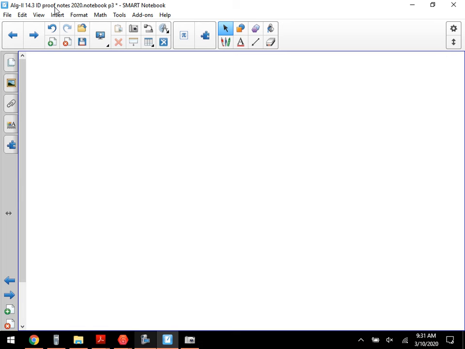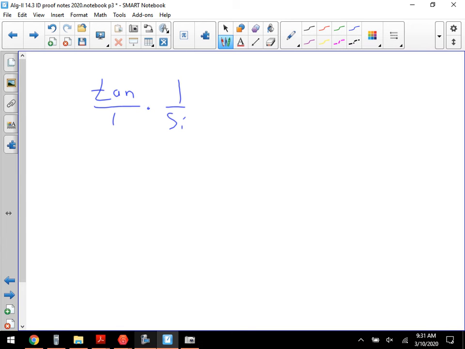As you get to 3, I think we did this example in class, when you have tangent over sine, split them apart as 2 separate fractions. You have tangent over 1 times 1 over sine. And then you know you can rewrite tangent as sine over cosine. And then you have your sines drop. You have 1 over cosine, otherwise known as secant. Okay?